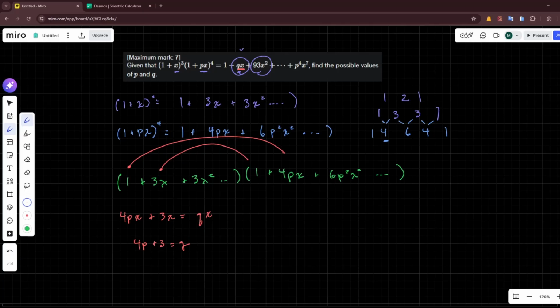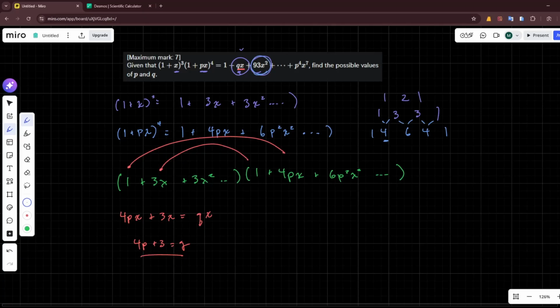Nice and easy. So actually, the expansions themselves are not too difficult. If we think through how these are going to multiply together, we can get individual terms, and we get out of this one equation that relates p and q to each other. But one equation with two variables is not enough to know those values, so we need to get another equation somehow. And this is where my 93x squared term is going to come in.